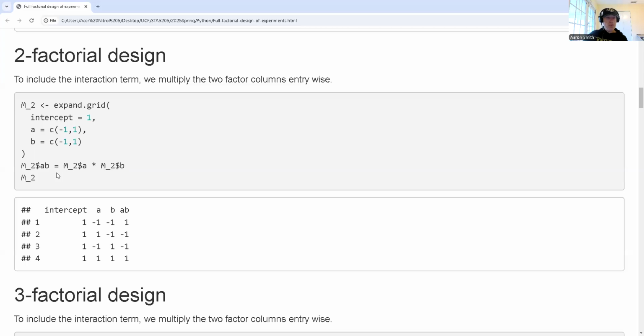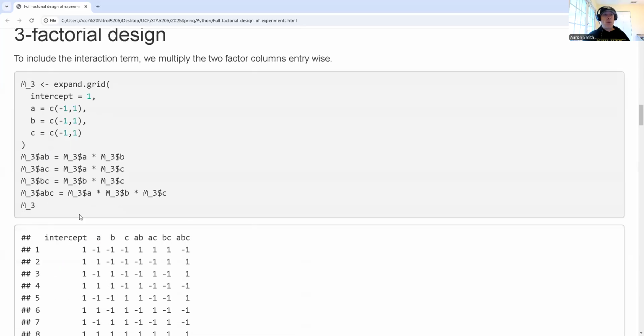Now you'll notice I've got a 4 by 4 matrix. The dimensions are 2 to the power of 2, so 2 to the power of the number of factors. And this is a full rank square matrix. It has an inverse, and the columns are orthogonal to each other. You'll notice if I go through and multiply the entries together of any two columns and then add it up, I get 0 every single time. I have 0 correlation between my columns.